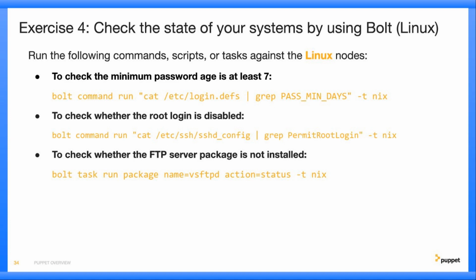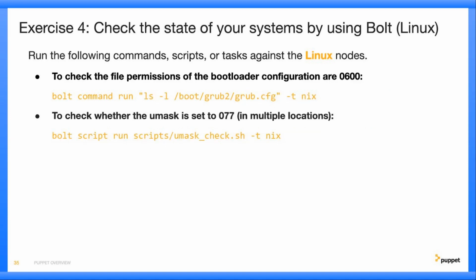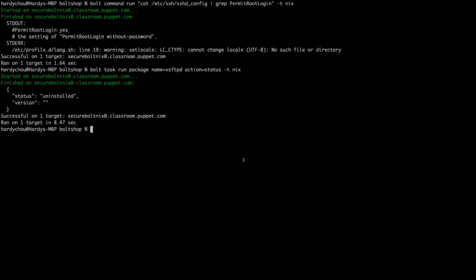So moving on, we can also run the following scripts to check the file permissions of the bootloader, as well as the umask to be set to 077. So I'll just show you how we do it. I'm just going to copy this and run it.